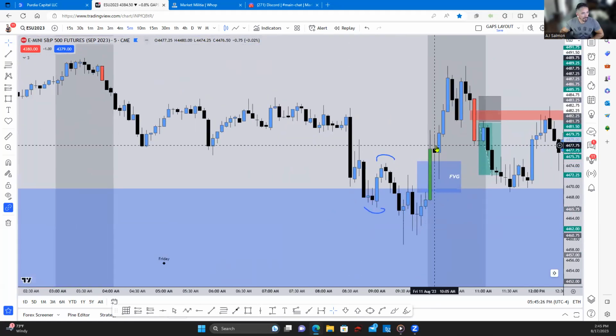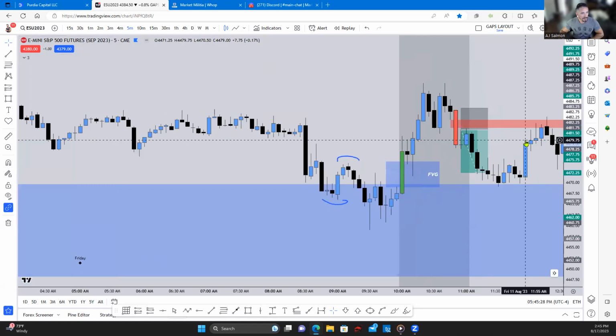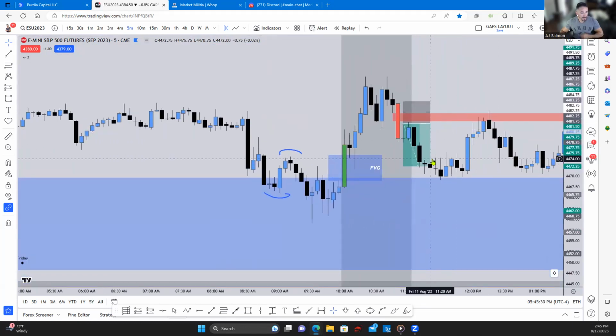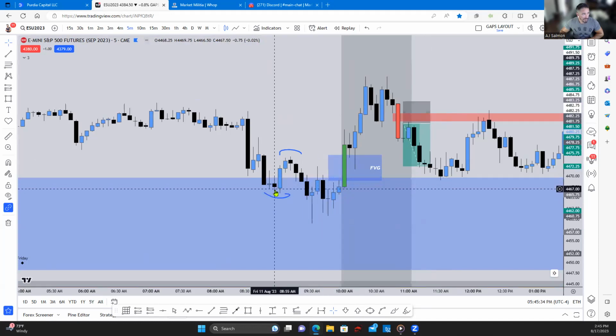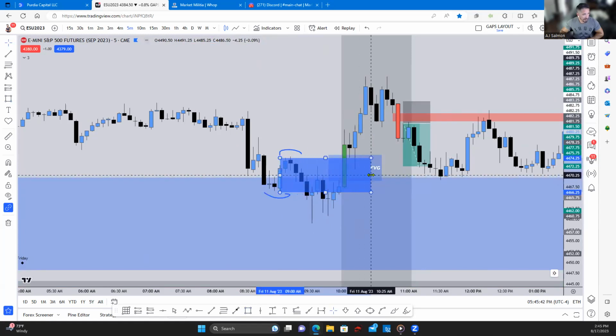Here we have a Friday example. Okay. This was two scenarios you could have taken last Friday. Okay, we have this bullish breaker. Okay, these last two up close candles right here.